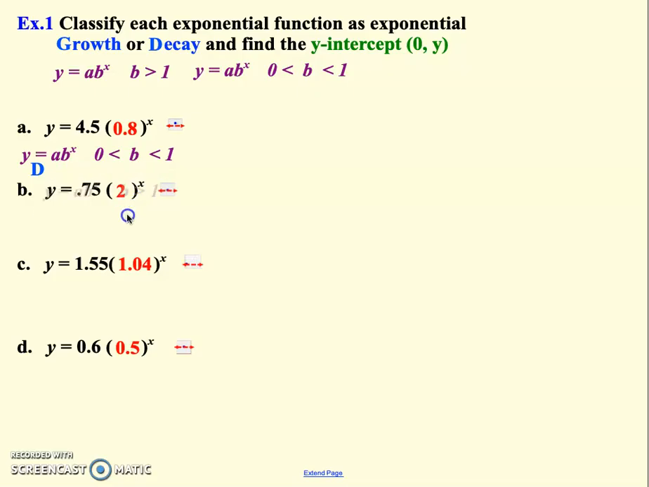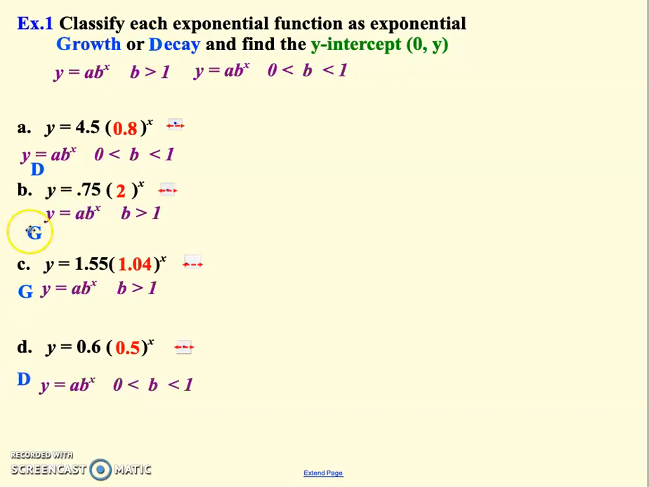2 definitely being bigger than 1, so that'd be your growth model again. Very easy to figure this out. It takes about 2 seconds. 1.04 also being bigger than 1, so again we'd be with a growth. And then your last, 1.5, obviously between 0 and 1, so a decay.